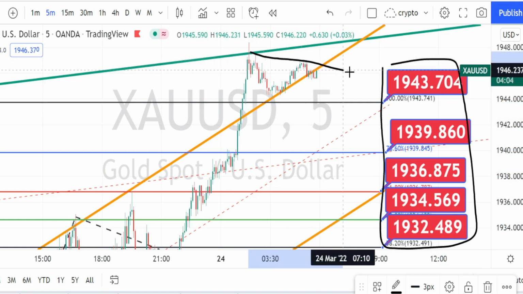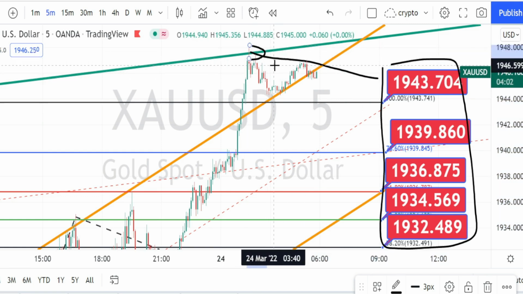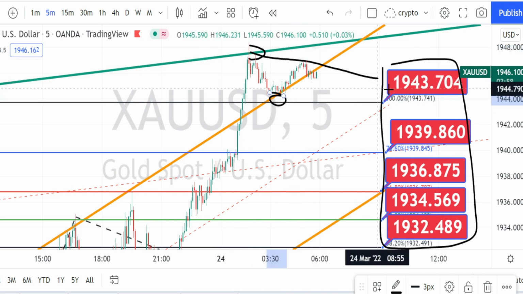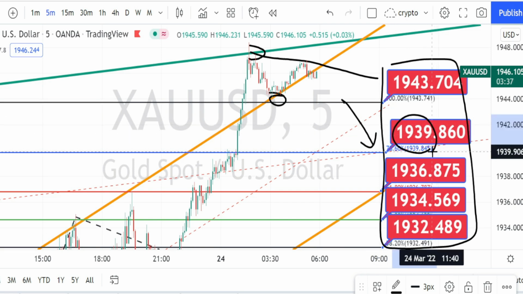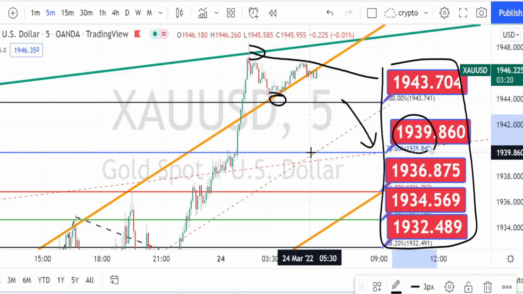Currently the price action got rejected from this resistance line. You can draw trend lines like this. Once the price action breaks this support level of 1943, then you can take trades on the bearish side. Next level of support is going to be around 1939. That's all the analysis for today.